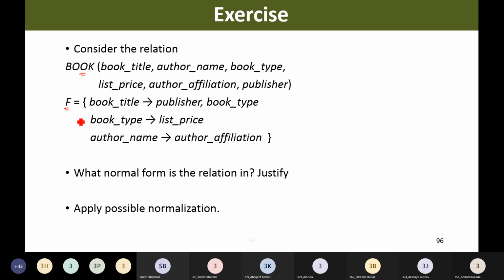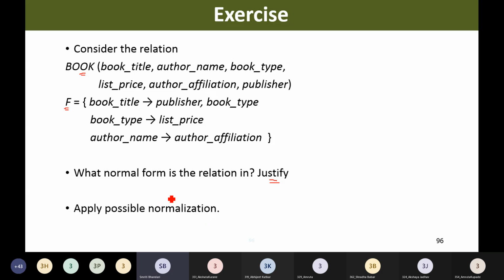We have been provided with the set of functional dependencies F. We have the dependencies: book title determining publisher, book type determining list price, author name determining author affiliation. So this is the set of functional dependencies that we have. Now, the question is, what normal form is the relation in? And justify your answer. And apply possible normalization.